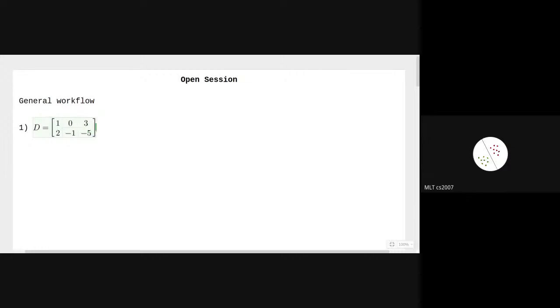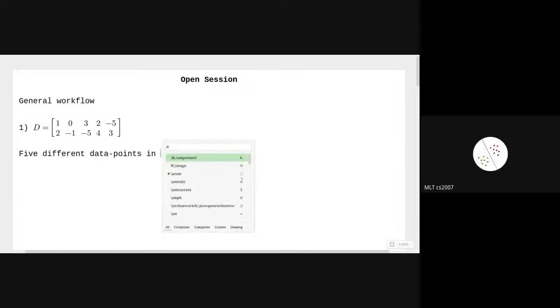Comma minus 5, let's say 2, 4, and minus 5, 3. Okay, so this is the data set that we have. Here we have 5 different data points in 2 dimensions. Yeah, so we have 5 different data points in R2, right?